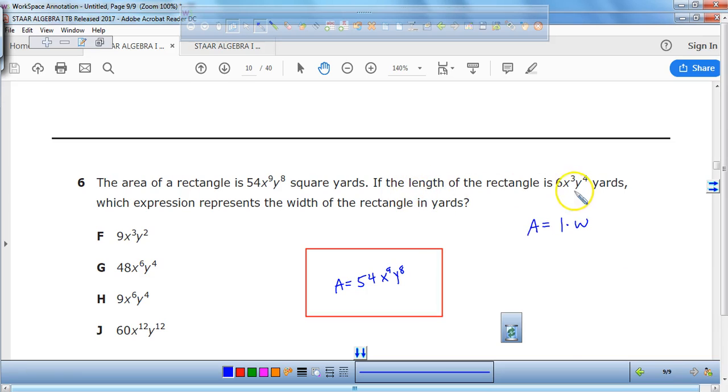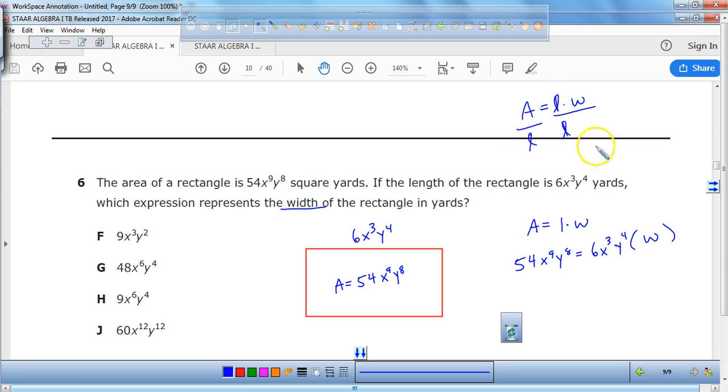Okay? Now it says if the length of the rectangle is 6x cubed y to the 4th, which expression represents the width of the rectangle? All right, so we have the area, 54 x to the 9th, y to the 8th, equals the length, which is 6x cubed y to the 4th, and it's asking us to solve for the width. Well, how would you solve for the width if they give you the length? Well, all you have to do is divide both sides by the length. I'll make a funny looking L for the length. It makes it a little easier. There we go. So the area divided by the length should give me the width.